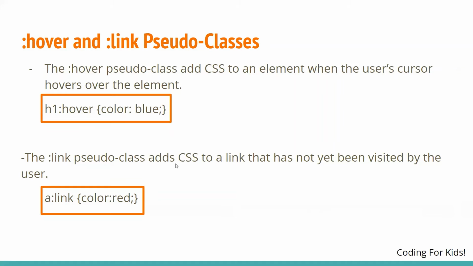The link pseudo class adds CSS to a link that has not been visited by the user. For example, let's say we have a link and it has not been visited yet, then you would put a link, and if it hasn't been visited, it'll be red. So let's say we have an unvisited link, the color would be red.